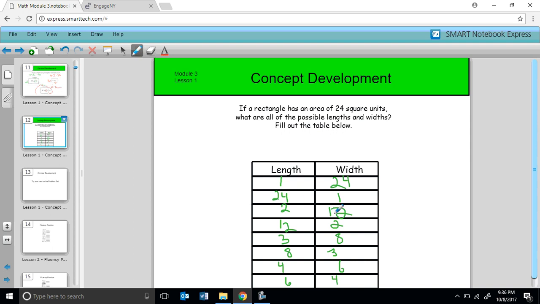So we have 1, 2, 3, 4, 5, 6, 7, 8 different ways that we can make a rectangle with 24 units. I know it says square units. That's because if you look at the grid, those are squares in the middle. It's the same length as it is width, but the whole thing is a rectangle because none of these sides are equal. So that's kind of cool. And each of these would have different perimeters because each of these have different lengths and sides.